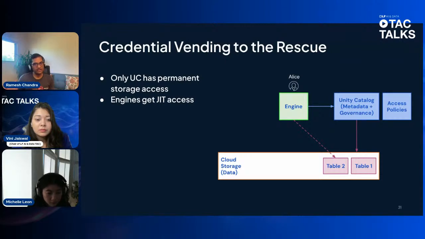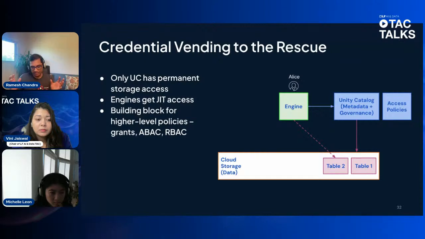The catalog would then look up the access policies, make sure that Alice has access to table 2, and only then return the metadata and a credential to access table 2. This credential is time limited, so the engine gets access only for a limited amount of time.